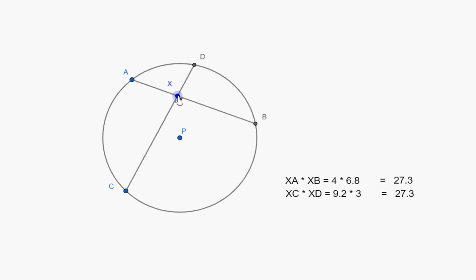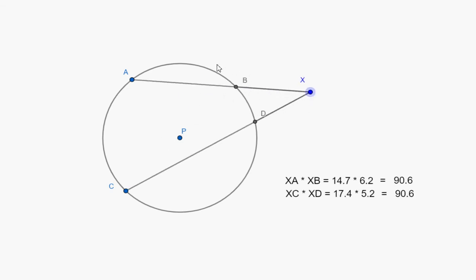So lastly, just to close, I want to talk a little bit about this idea of the power of a point. So there are these three theorems, but really this is about this point, X, and its relation to the circle. And what it's saying is that given this circle and this point X, there is a number associated with it. It's the number 90.6. And it's this number down here.